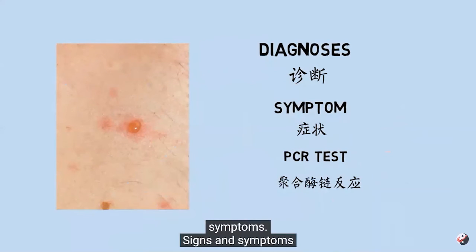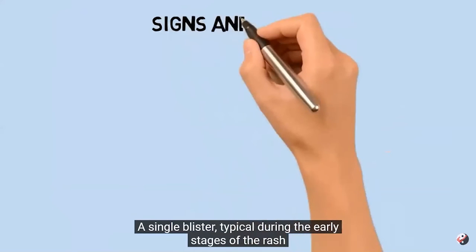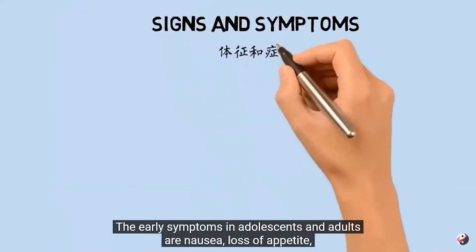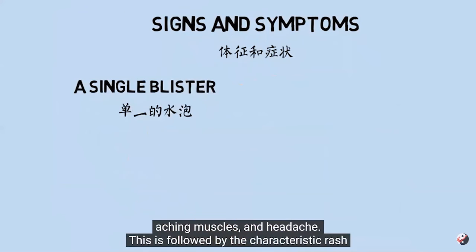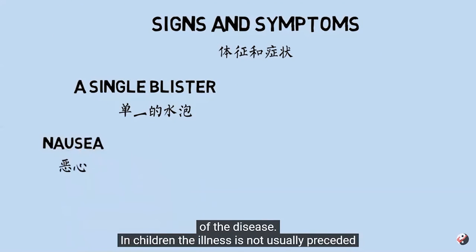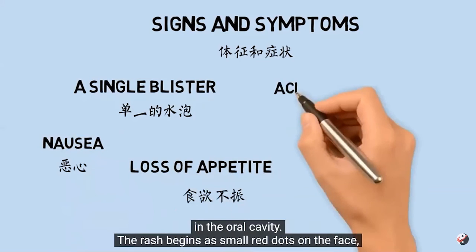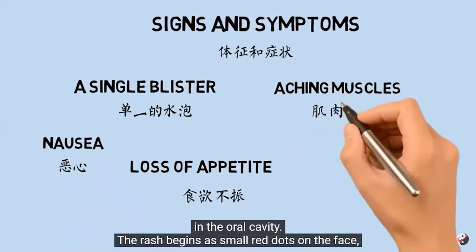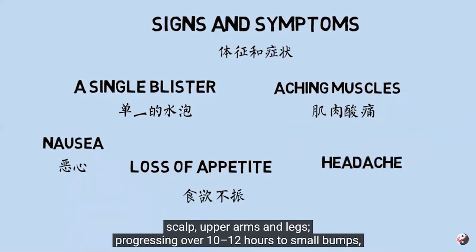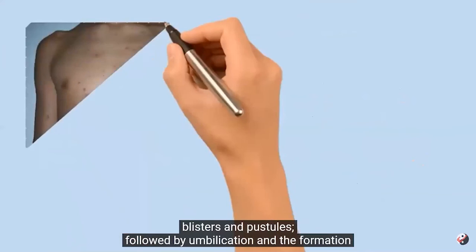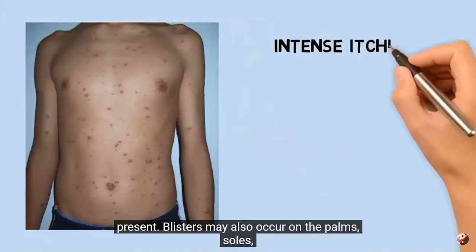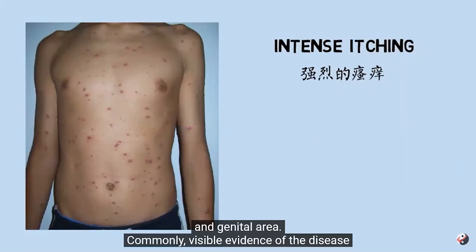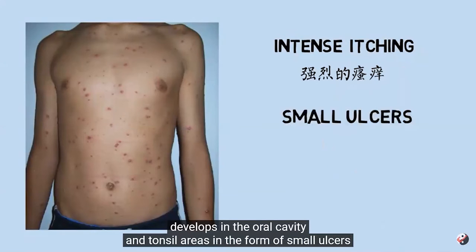Signs and symptoms. A single blister, typical during the early stages of the rash. The early symptoms in adolescents and adults are nausea, loss of appetite, aching muscles, and headache. This is followed by the characteristic rash or oral sores, malaise, and a low-grade fever that signal the presence of the disease. In children the illness is not usually preceded by prodromal symptoms, and the first sign is the rash or the spots in the oral cavity. The rash begins as small red dots on the face, scalp, upper arms, and legs, progressing over 10 to 12 hours to small bumps, blisters, and pustules, followed by umbilication and the formation of scabs. At the blister stage, intense itching is usually present. Blisters may also occur on the palms, soleus, and genital area. Commonly, visible evidence of the disease develops in the oral cavity and tonsil areas in the form of small ulcers which can be painful or itchy or both.